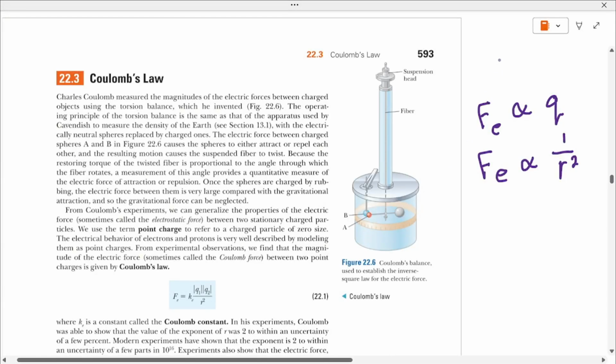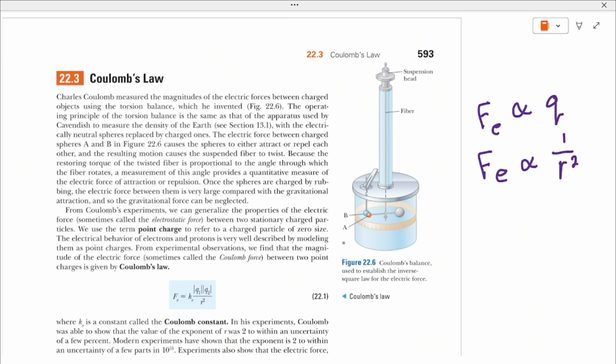Now we are going to discuss Coulomb's law. And Coulomb's law describes the electric attractive or repulsive force between two charges. And so in the lab, Coulomb discovered that the electric force between two charges is directly proportional to the charge on each charge and inversely proportional to the square of the distance between the two charges.